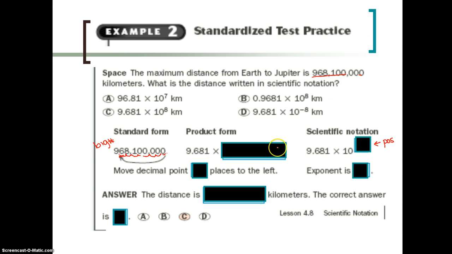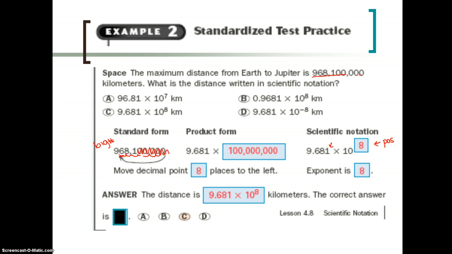Again, I like to skip product form. If you like to do it, you may, but I don't need you to go through product form. And that's 10 to the 8th power. You can see that we got rid of all the zeros at the end because we don't need them. Once we put the decimal point between the 9 and the 6, we don't need those extra zeros at the end. So we moved 8 places, and it's positive 8. The correct answer, if you go back to the multiple choice, is C.